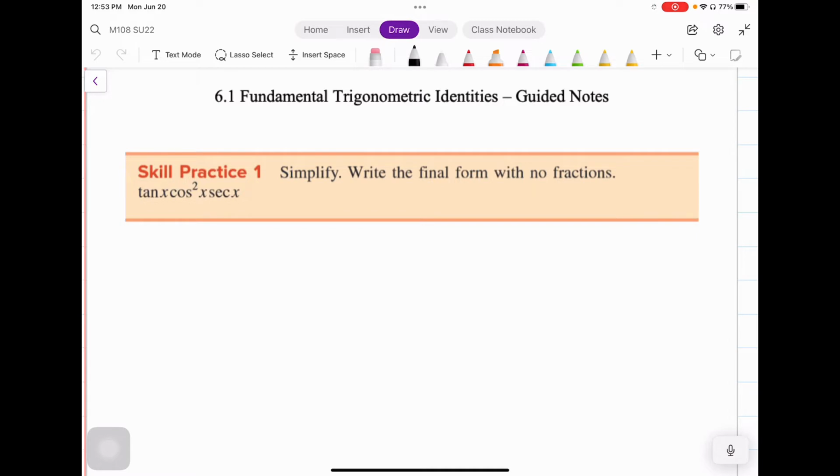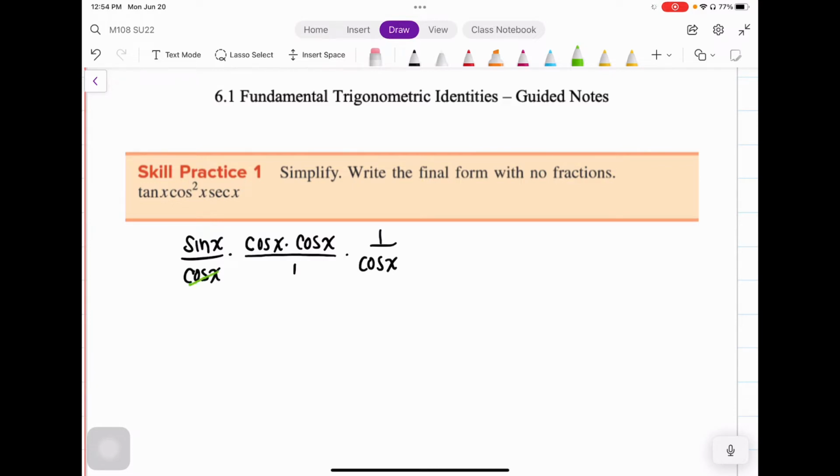So what I'm going to do is take tangent and use the quotient identity, and take secant and use the reciprocal identity to write those two terms in terms of sine and cosine. Tangent of x is the same thing as sine of x over cosine of x. And I'm going to expand that cosine of x as cosine of x times cosine of x over 1. And then secant of x is 1 over the cosine of x. And the reason that I expanded the cosine is because I knew that I was going to need to cancel those cosines that were in the denominator.